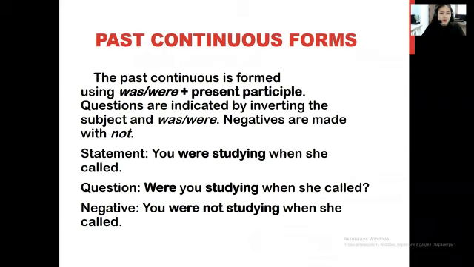Past continuous forms. The past continuous is formed using was or were plus present participle. Questions are indicated by inverting the subject and was or were. Negatives are made with not.